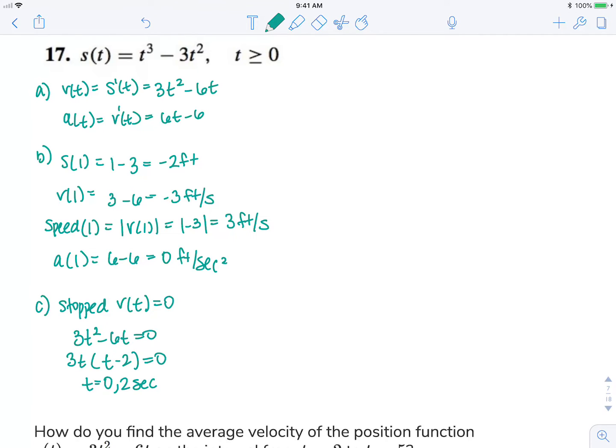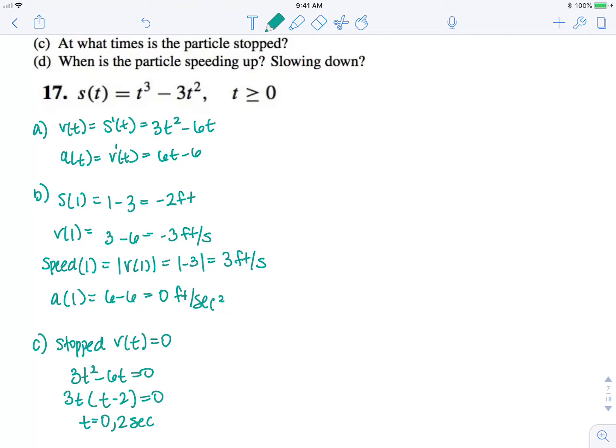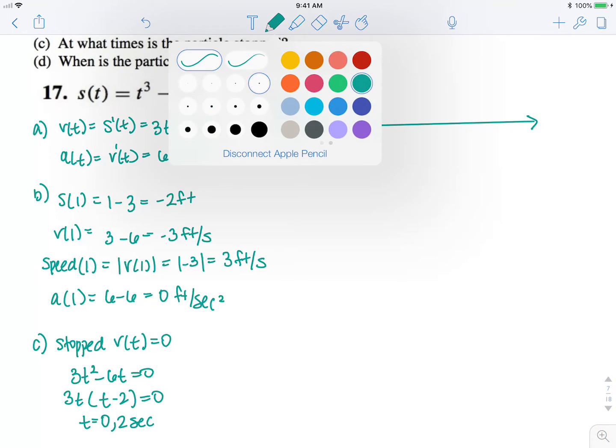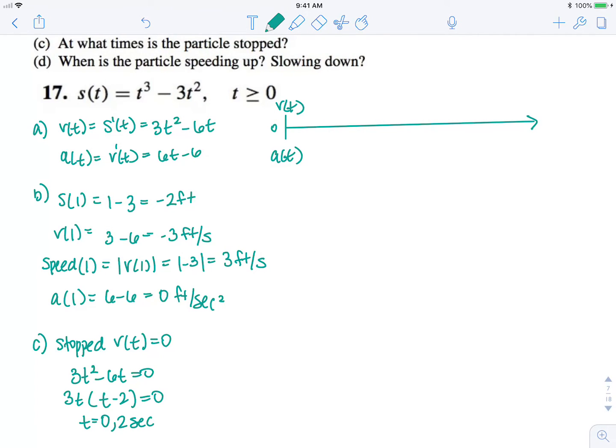So last, in part D, they want us to determine when the particle is speeding up and when it is slowing down. So that means we need to compare the velocity and the acceleration functions. So we're focusing on times greater than 0 only. So this is at t equals 0. And let's say the top can represent v of t, and the bottom can represent a of t.